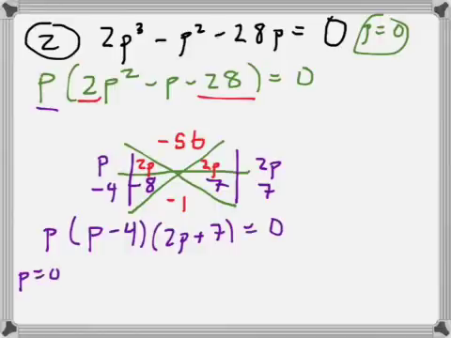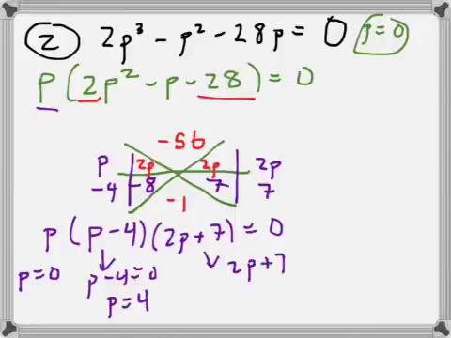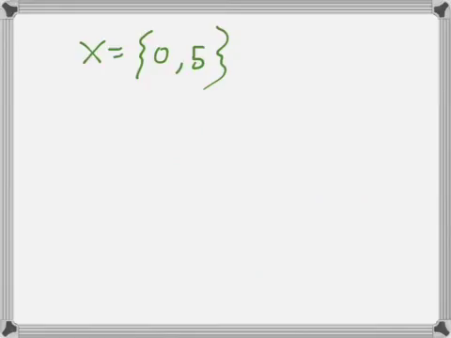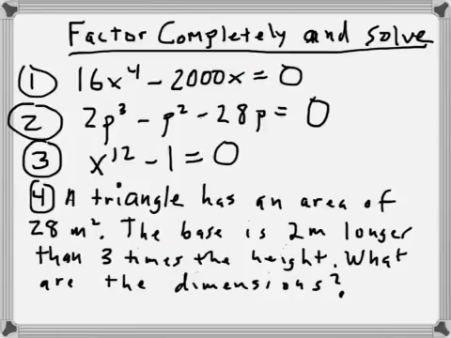Here, first one, p is going to equal 0. Here, p minus 4 equals 0, so p is going to equal 4. And here 2p plus 7 equals 0, subtract 7, divide by 2, and I got p is going to equal negative 7 over 2. So for this problem, our solutions will be 0, 4, and negative 7 halves. That wasn't that bad, right? Alright, let's try the next one.